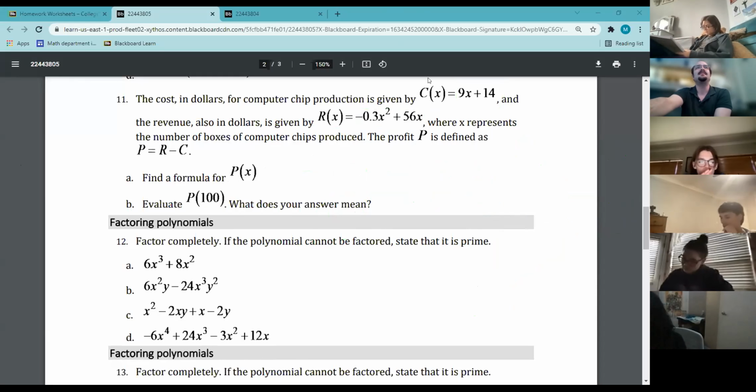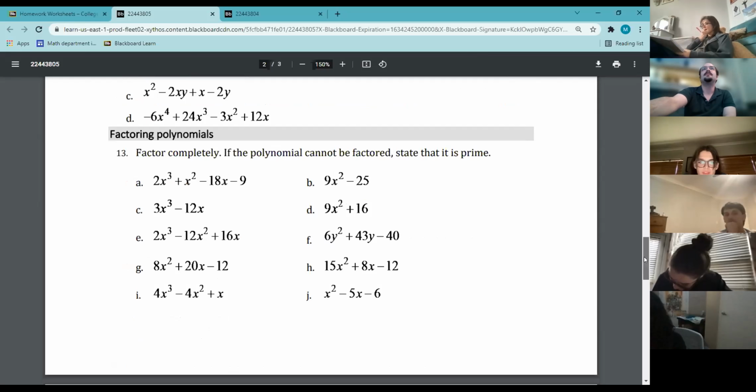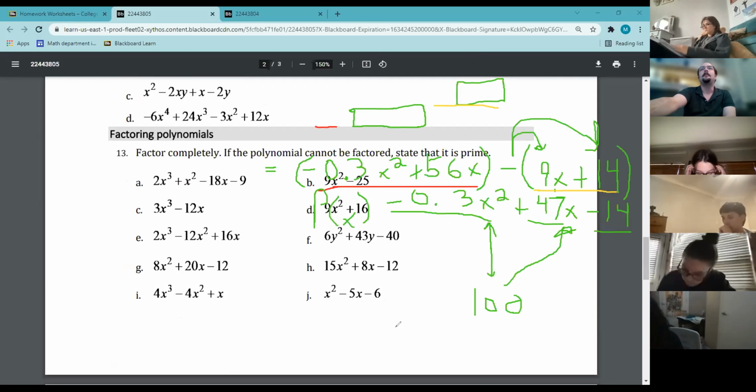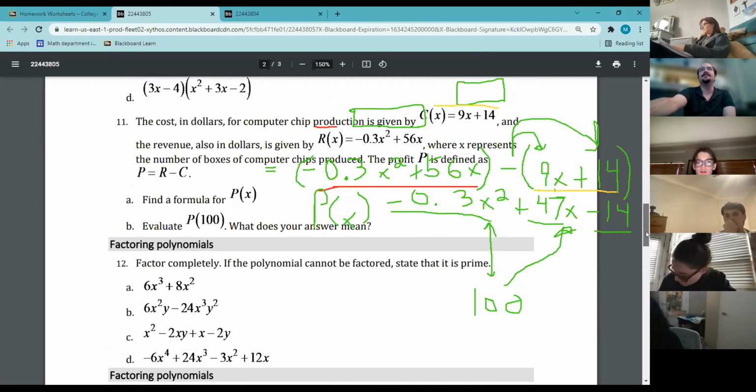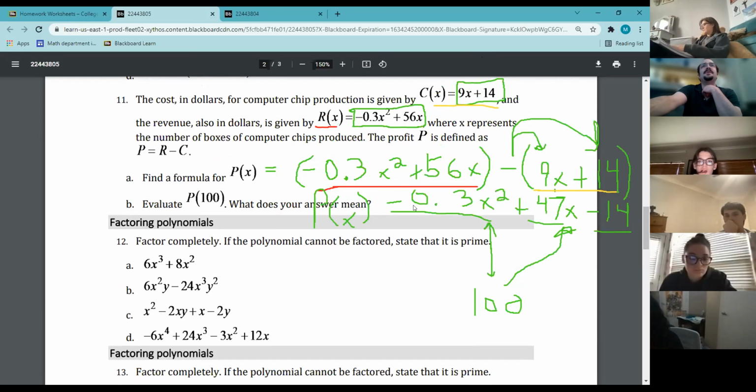What else did I tell y'all to do? 13 A, D, E. Did y'all get through those? Real quick on the last one, I'm sorry, I know I keep doing this, I'm just trying to write it all down. The formula was negative 0.3x squared plus 47x minus 14, right? So P of X equals minus 0.3x squared plus 47x minus 14 when we put it together. Okay, I just had to make sure. Thank you so much.